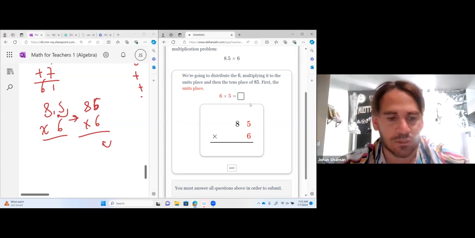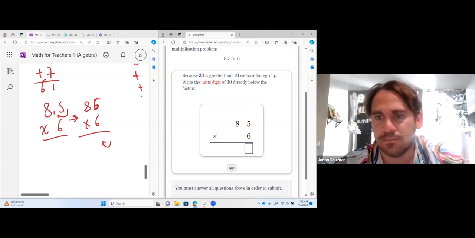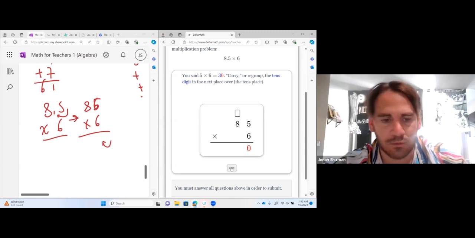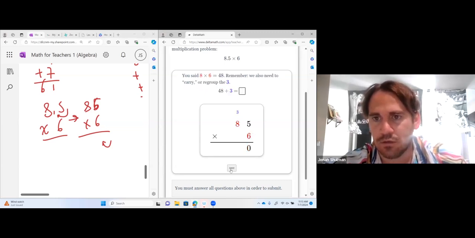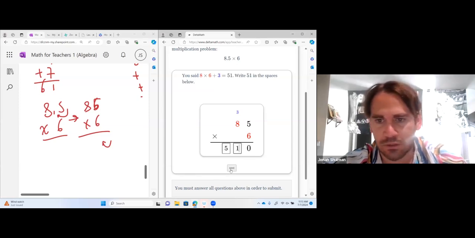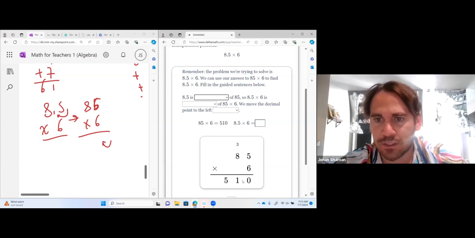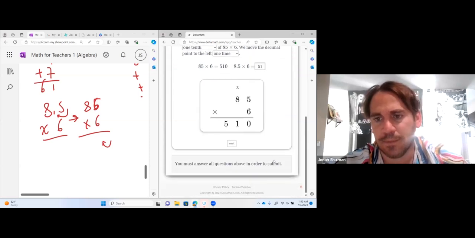6 times 5 is 30. So we put the 0 here. We hold the 3. And then do 6 times 8 is 48. 48 plus 3 is 51. So we got 51. And then we have to move the decimal one place. So 8.5 is 1/10 of 85. So 8.5 times 6 is 1/10 of 85 times 6. So we move the decimal one place. And that should be our answer.